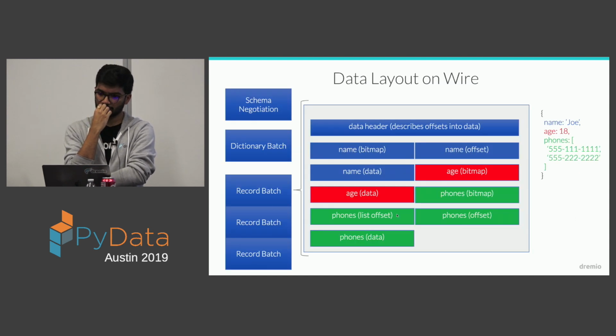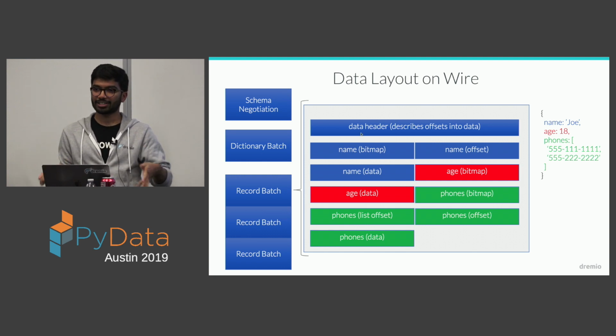Very cool. In fact, if the client doesn't support dictionary batch as a thing, the server and client can negotiate, and the client can say, server, you send me only record batches.